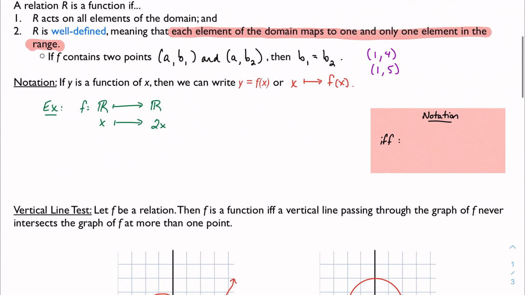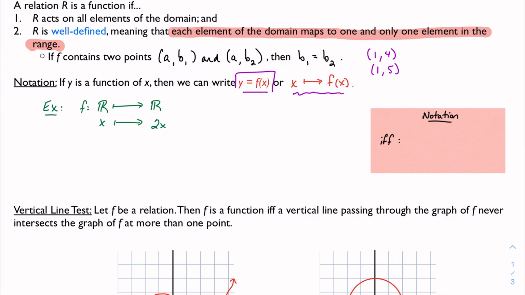So a little more fancy notation here. If y is a function of x, then we already know this. y can be written as f of x, right? Function of x. Or this might be a little bit new: x maps onto f of x.